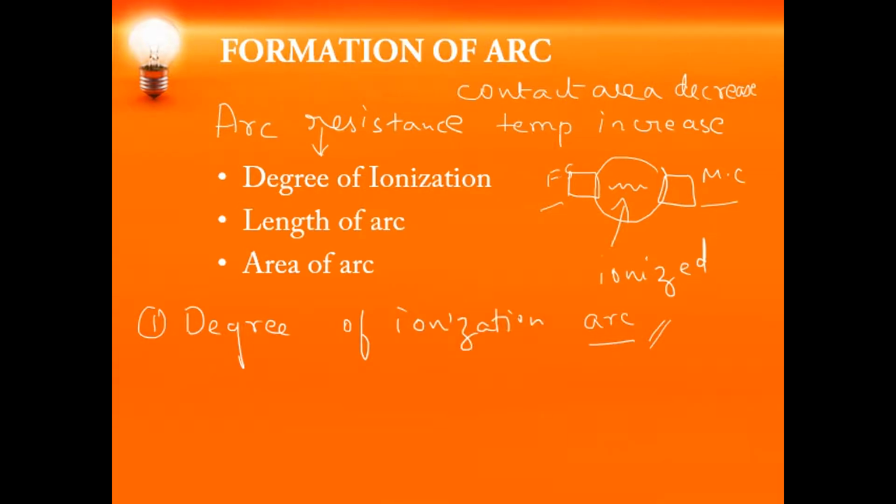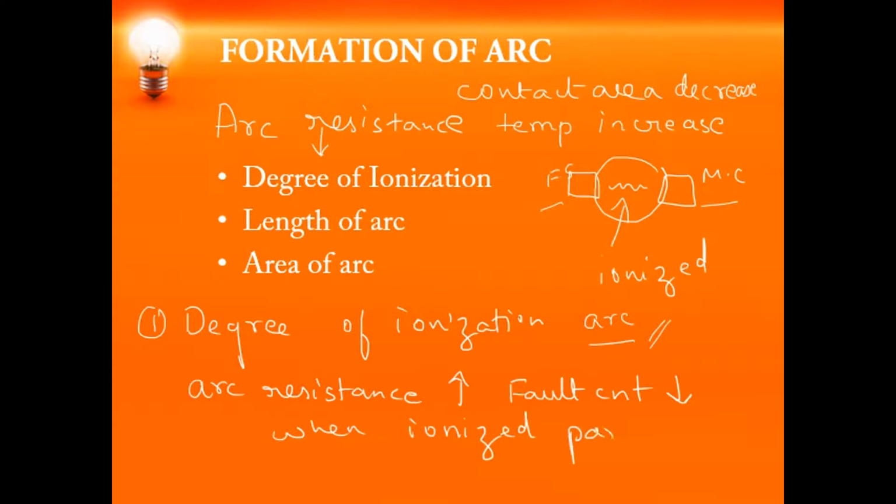The arc resistance will increase with decrease in the number of ionized particles. If ionized particles are more, that means large fault current, right? If ionized particles are less, that means less current and high resistance. So when the arc resistance is high, the fault current will be low when ionized particles are less.